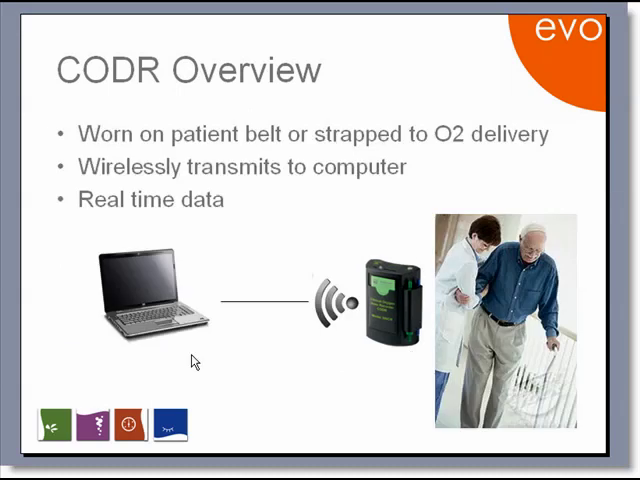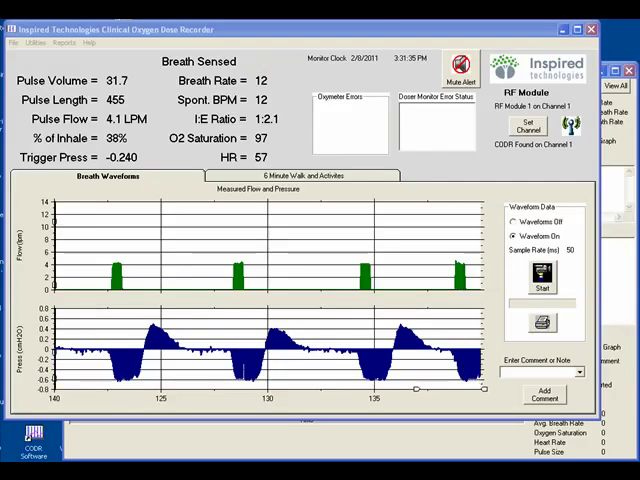The CODR is a small product that is worn on the belt and then transmits wirelessly to a computer up to 300 feet away. The CODR software has three primary screens and several reports. Let's quickly go through each.